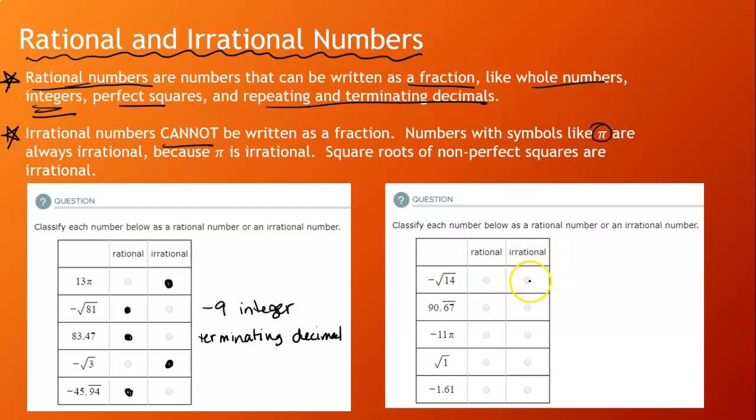All right, welcome back. You should have said that the square root of 14 was irrational because it's not a perfect square. You should have said that 90.67 repeating is rational because it can be written as a fraction. You should have said that negative 11 pi is irrational because it has pi with it. You should have written that the square root of 1 is rational. The square root of 1 is just 1 because 1 times 1 is 1, so that makes it rational because it's a perfect square. And negative 1.61 is a terminating decimal, so it's rational there.